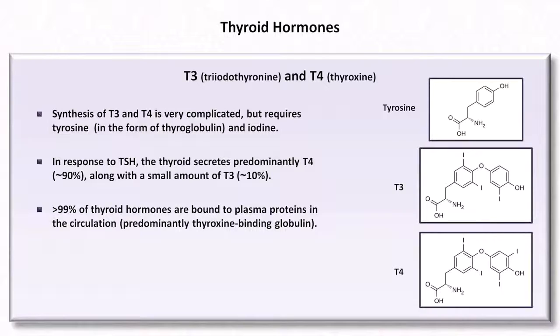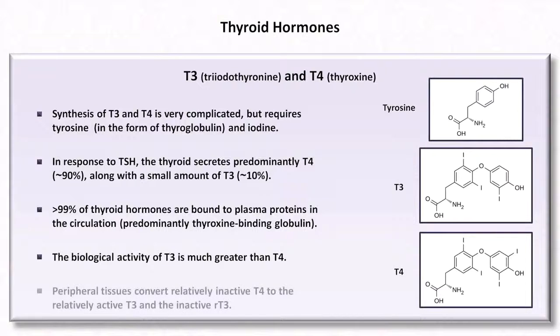Now, despite the fact that the thyroid secretes much more T4 than T3, the biological activity of T3 is much greater than T4. The peripheral tissues convert some of the relatively inactive T4 to the relatively active T3, as well as some to the completely inactive reverse T3, also known as RT3. In fact, some recommend considering T4 more of an inactive prohormone, and T3 really the only proper thyroid hormone.